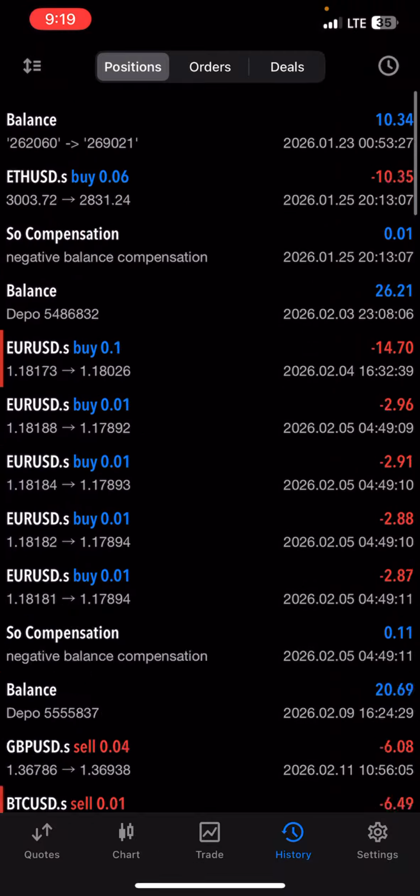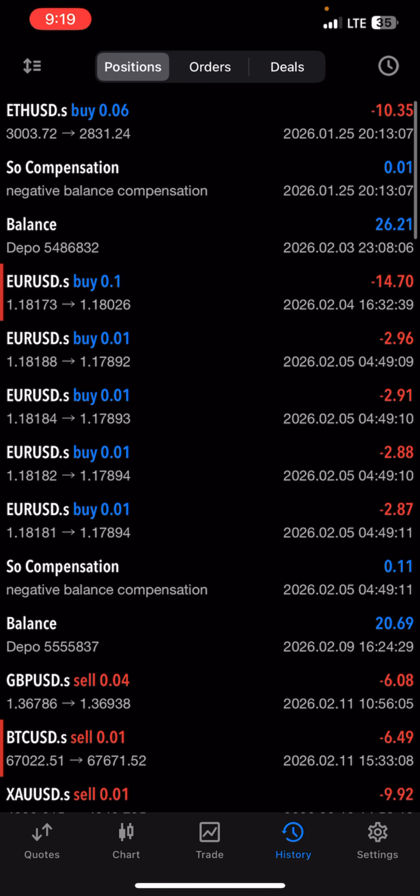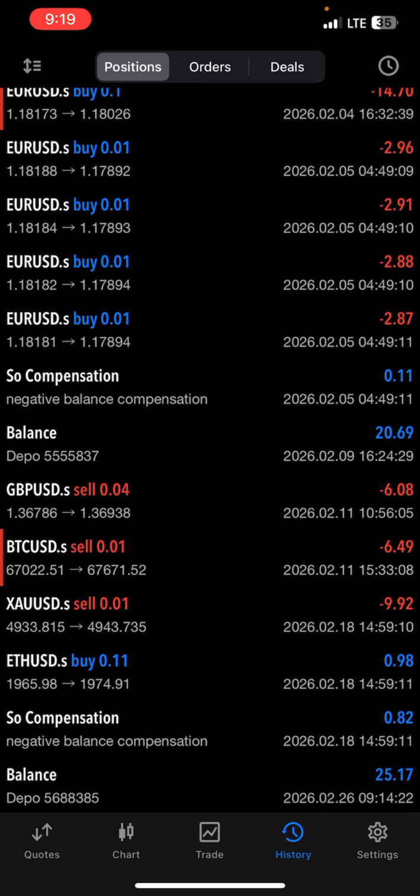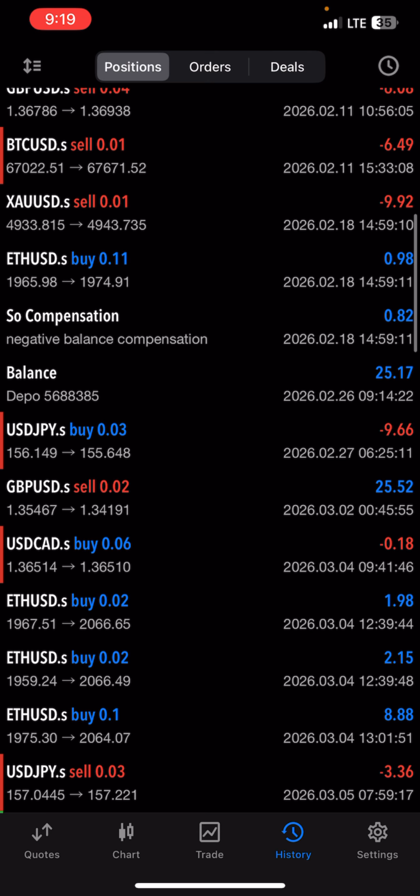Let me just start from the top. You can see my first deposit is $10, and I lost it. I was risking the whole $10. I lost it. I deposited $26 again, and I lost it. I deposited $20 again, and I lost it. Get me? So I deposited $25.